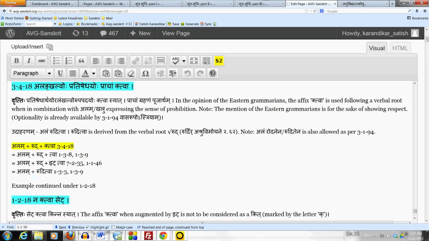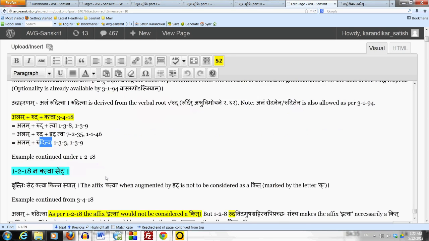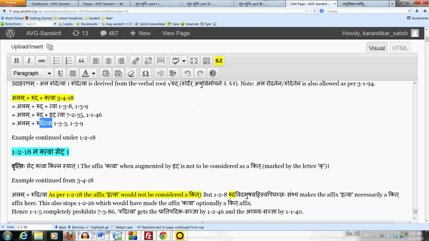The augment it has been added to the affix ktva. So now, as per this sutram 1.2.18, the affix which is now itva would not be considered to be a kit, which would create a problem for us, because we need 1.1.5 kniti ca to stop 7.3.86 pugantalaghupadhasya ca. Otherwise, we'll get the incorrect form roditva, which we don't want. So now we have a problem. 1.2.18 comes and says, because the augment it has been added to the affix ktva, it is no longer considered to be a kit. So now what do we do?